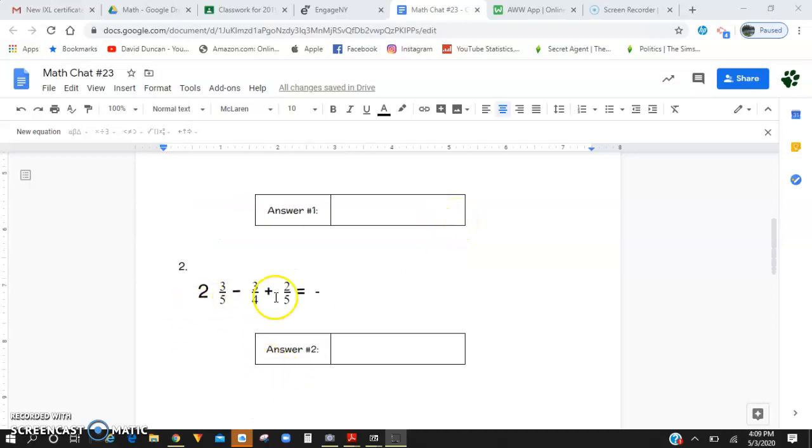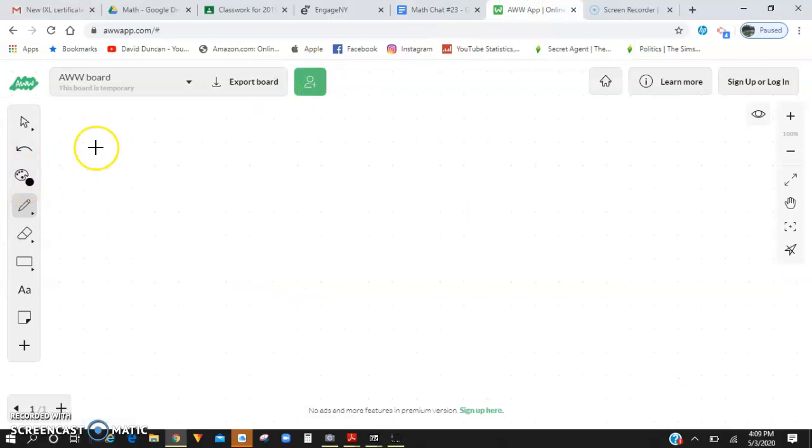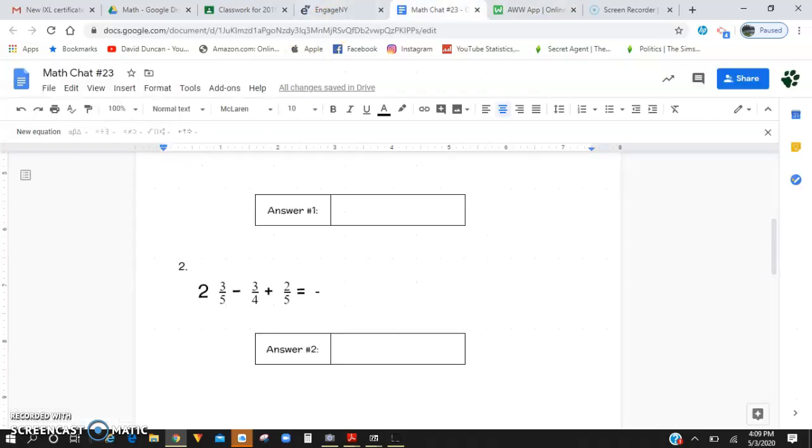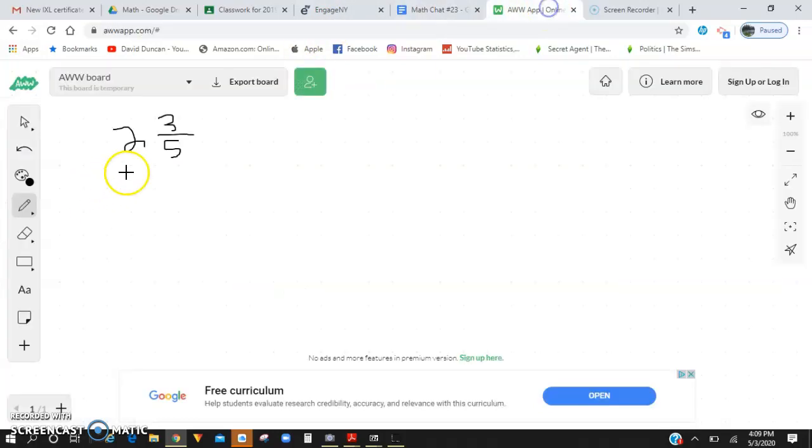So I'm going to start by taking this problem over here to my whiteboard. So it is 2 3/5 minus 3/4 plus 2/5. Oops. My mouse is kind of going on me. All right, there we go.